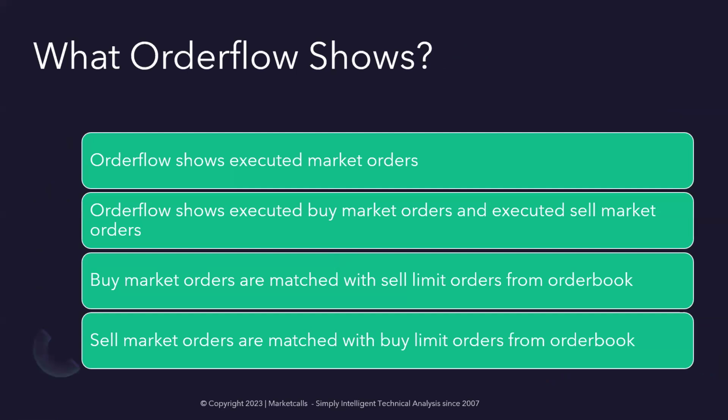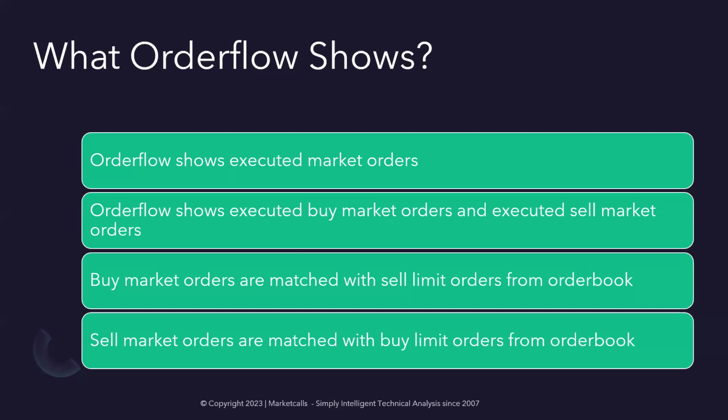shows. See, order flow shows executed market orders only. It will not show the pending limit orders. It only shows the executed market orders. And order flow bifurcates the market orders into buy market orders and sell market orders. Buy market orders will be mostly on the right hand side inside the candlestick charts, and the sell orders will be on the left hand side of the candlestick charts.